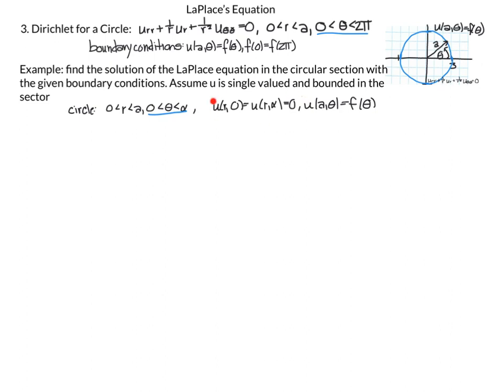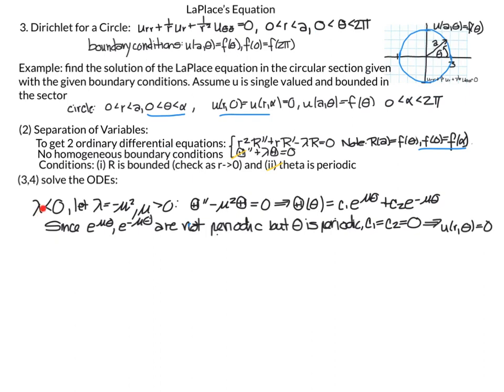And our boundary conditions are now that when theta is equal to 0 and when theta is equal to alpha, our function is equal to 0. And we have that u of a, theta, so in other words, when our radius is equal to a, then our function u is equal to f of theta, the same as over here. I should also add that theta will be periodic, so that we can start over and we have a periodic function.